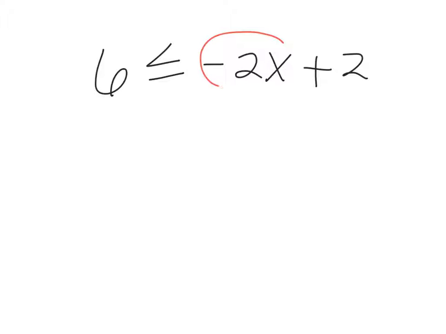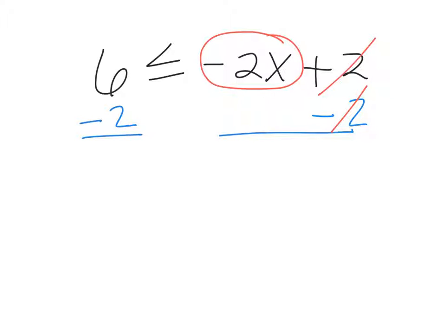We've got to get this x by itself. So that entails getting rid of the 2, which we do the opposite, and we subtract 2 from the other side. And when we do that, the 2's cancel out, bringing down the negative 2x. Keep your inequality, and 6 minus 2 is 4.